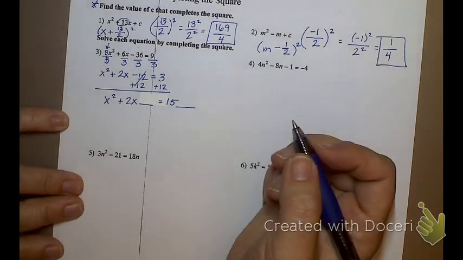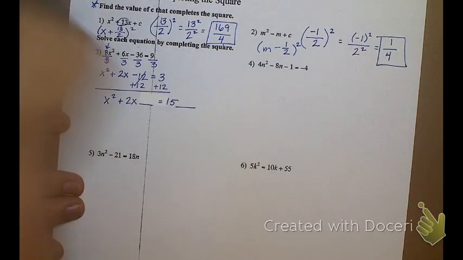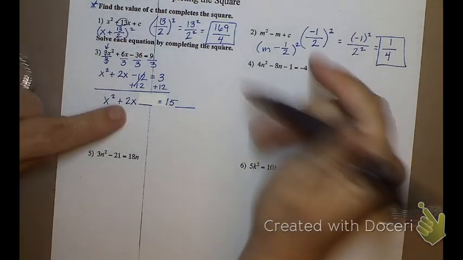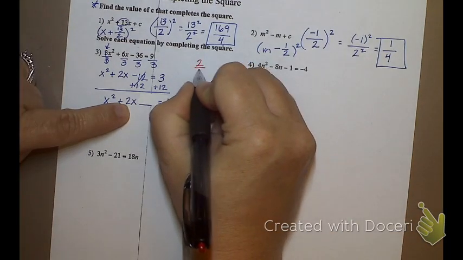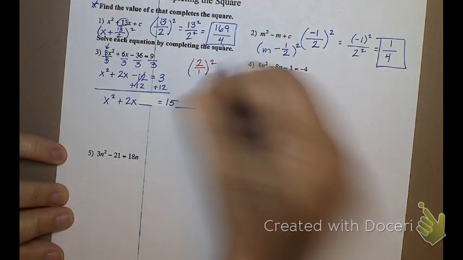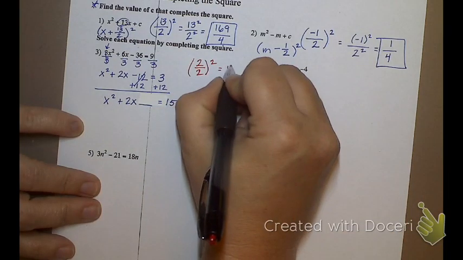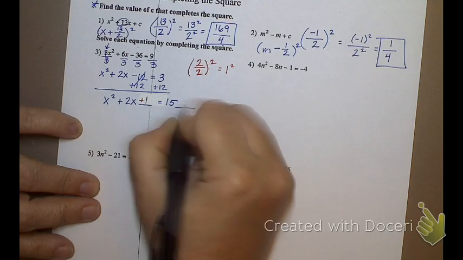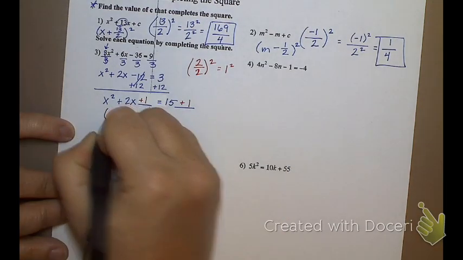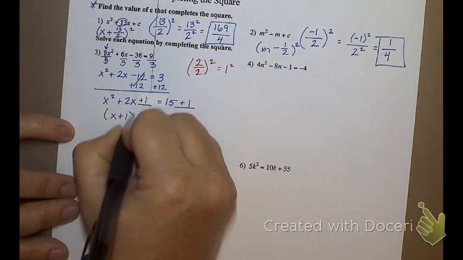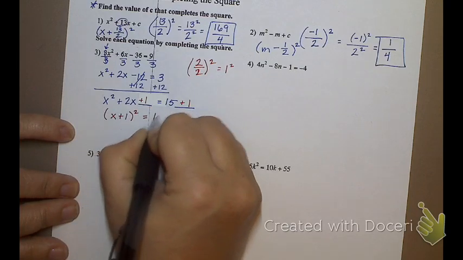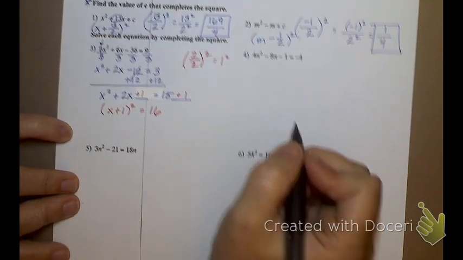And what am I going to put in the blank? Yep. 2 divided by 1 squared. I'm sorry, divided by 2. So that gives me 1 squared, which is 1. So here I have x plus 1 squared equals 16, and I have a fairly easy one, don't I?